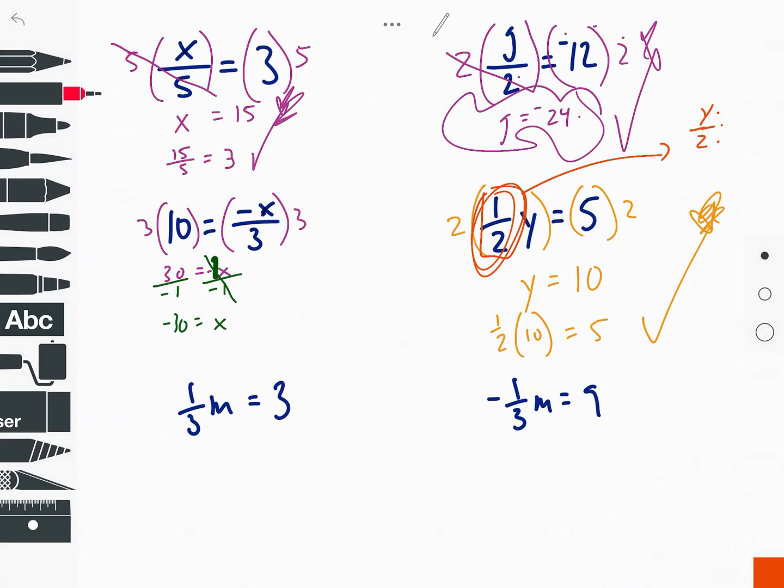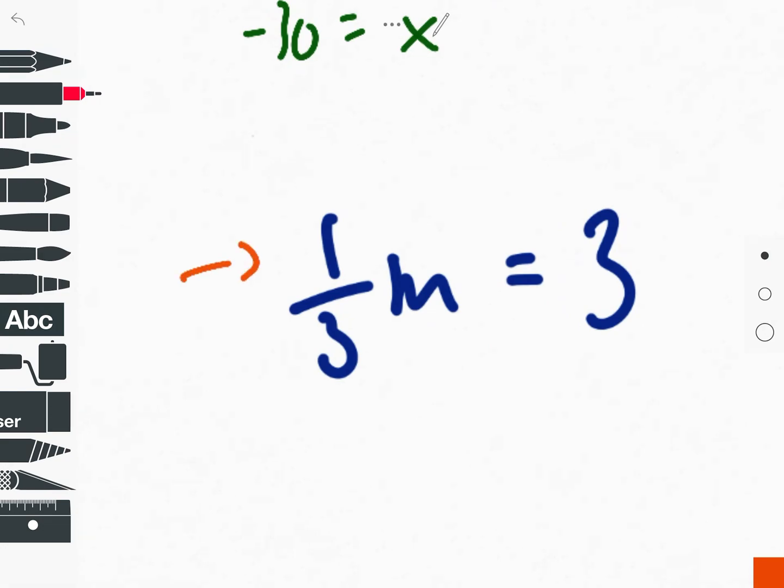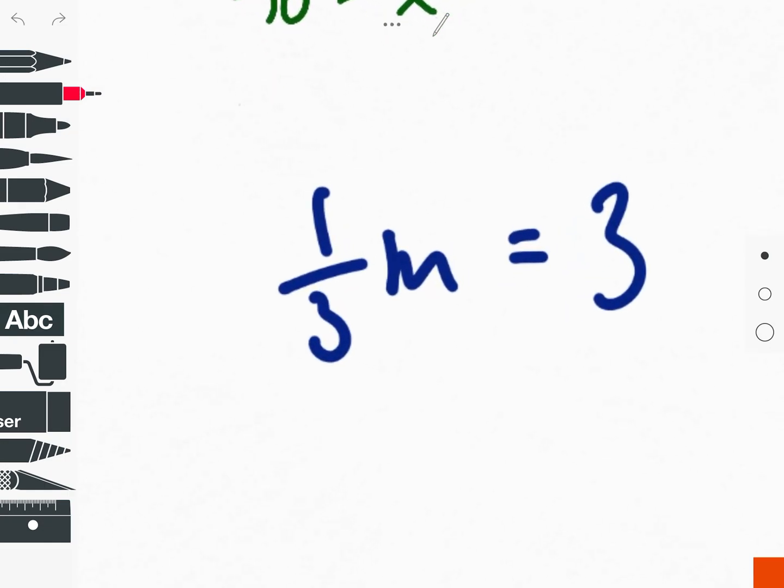Let me show you another one. There's another one kind of like this. And I'm keeping them 1 over 3. I'm keeping them at the ones because that's a little bit more friendly. This could be 2/3. It could be 7/8. And we'll talk about that another day.